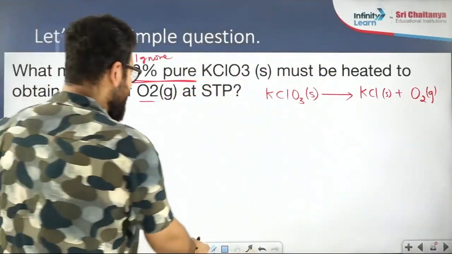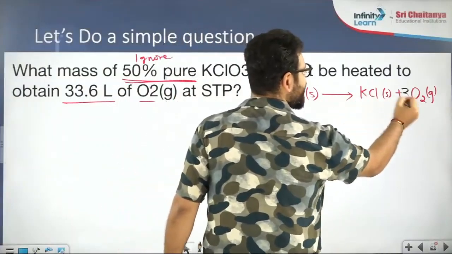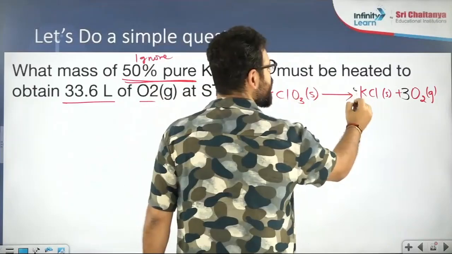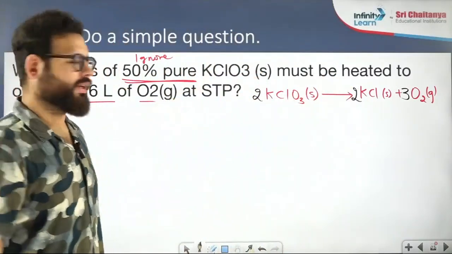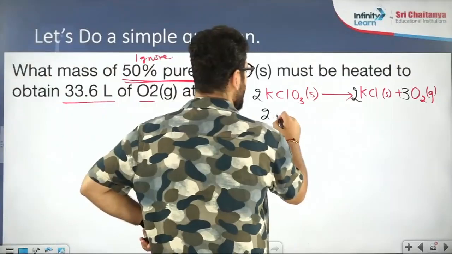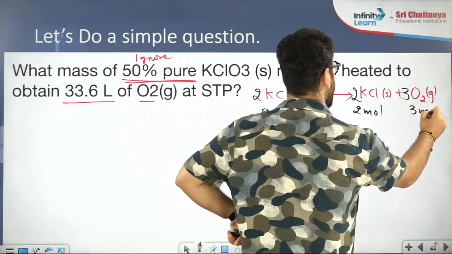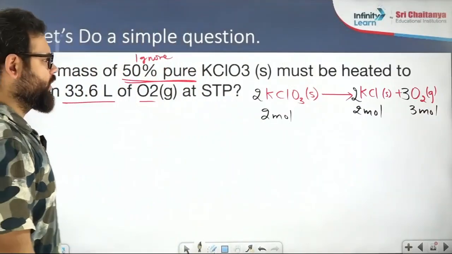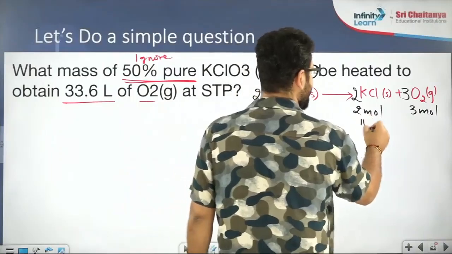Now, we'll first balance it. 3 oxygen on one side, 2 on the other; I'll make it 3 O2, which is 6 oxygen, and make KClO3 2 times. So I'll write 2 KCl, balancing done. 2, 2, 3, that is the stoichiometry. 2 mole, 2 mole, 3 mole. Then convert it to mass data.